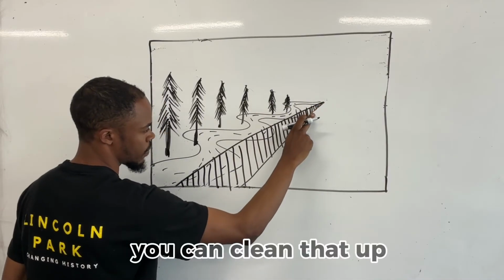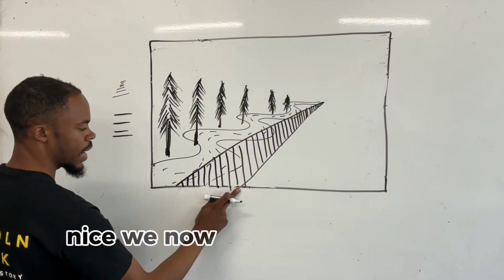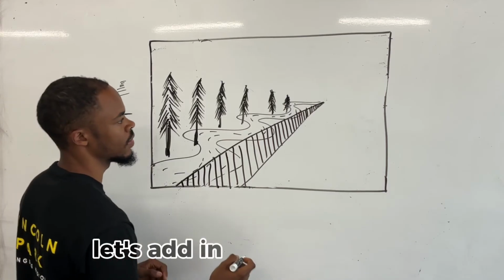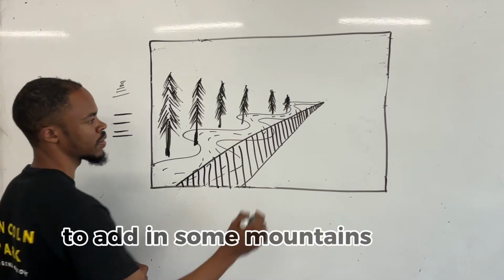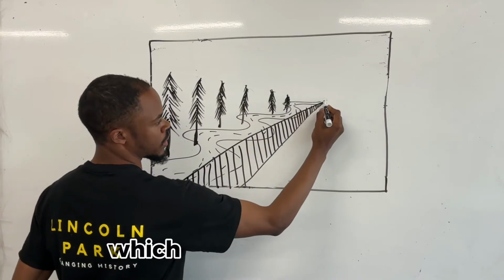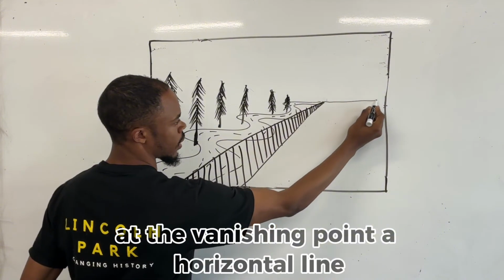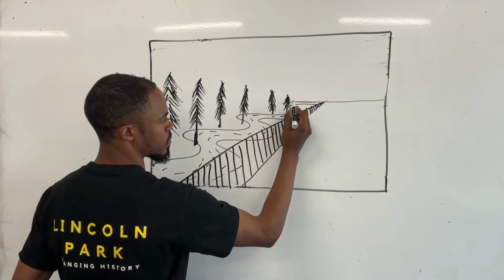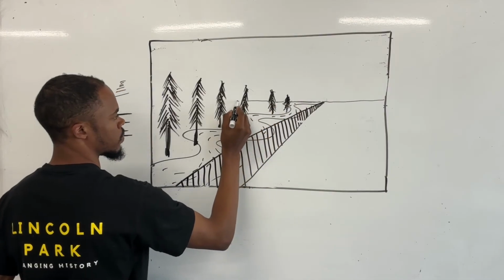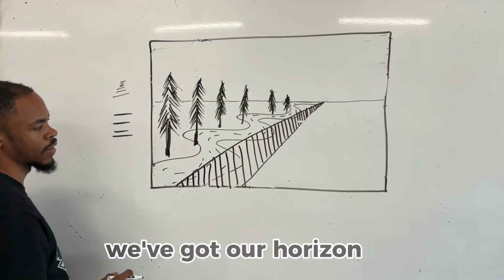We can clean that up. Nice. We now have a fence in our drawing. Let's add in some mountains. To add in some mountains, all we need to do, once again, is first establish our horizon line, which is a horizontal line at the vanishing point. Don't go in front of your trees, go behind them. We've got our horizon line.